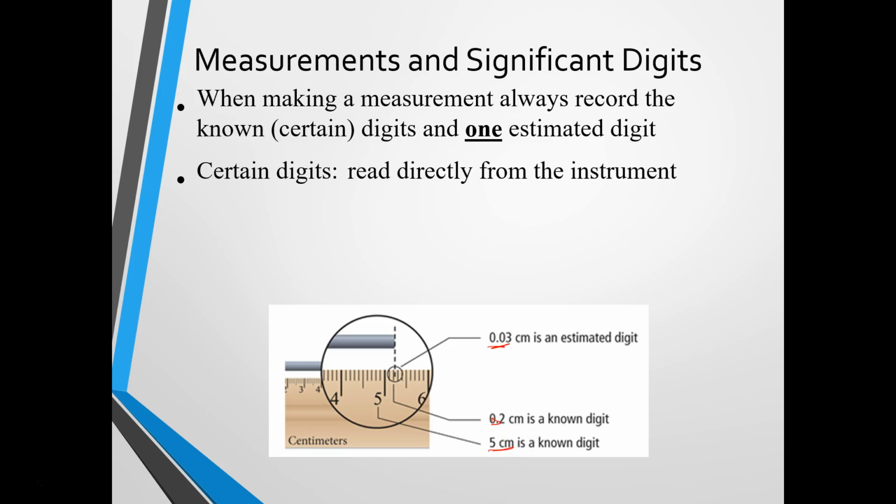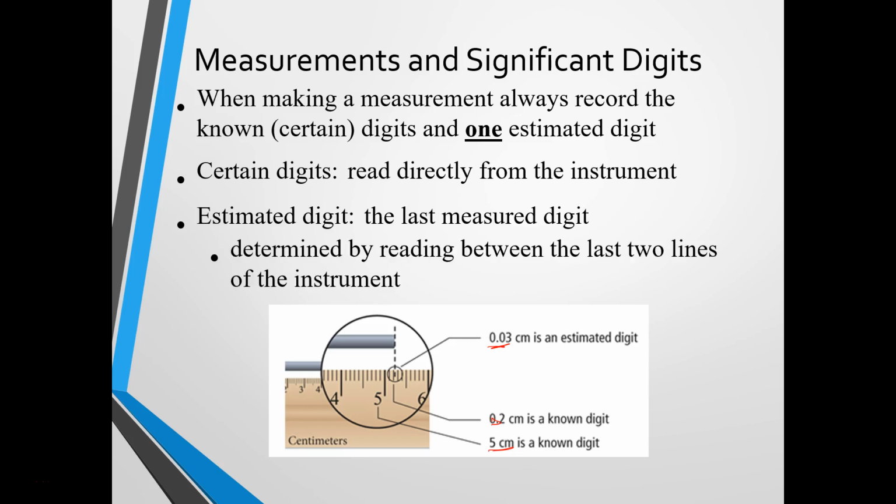A certain digit is anything that you can read directly from the instrument itself. So if you have a ruler or a beaker, it's whatever's marked on that beaker. If you have a measuring cup and it marks out 1 cup, 2 cup, and 3 cup, well, 1 cup, 2 cup, and 3 cup are known digits. We know them. They're certain. We know what they are because they're marked on our actual ruler.